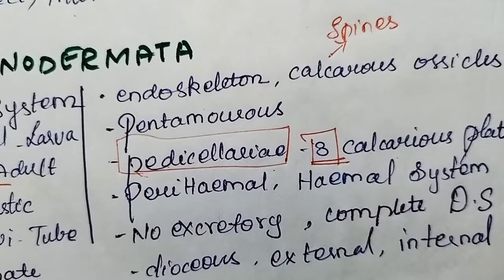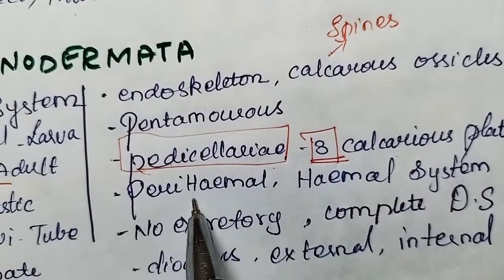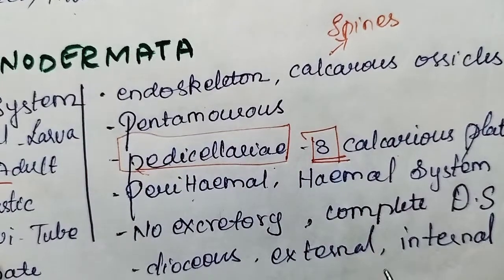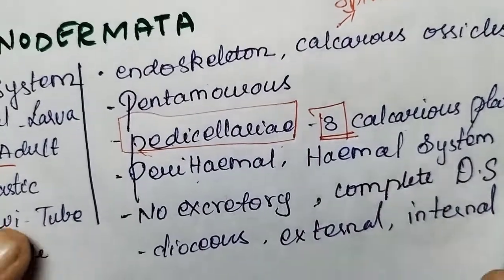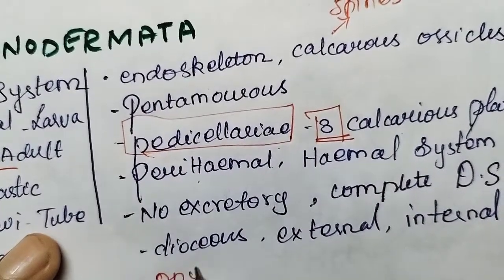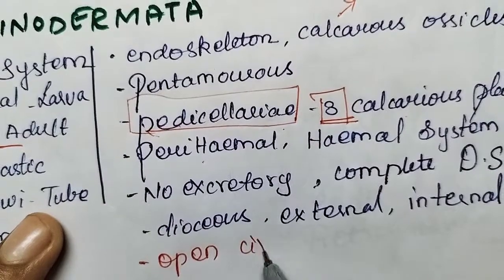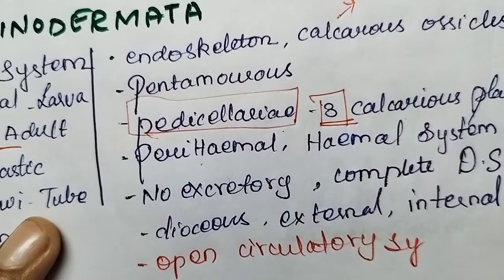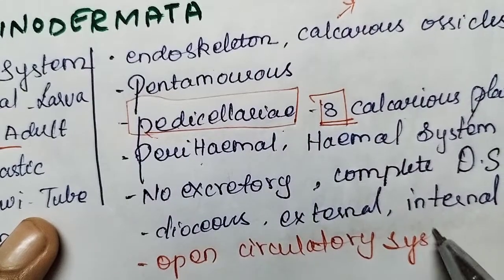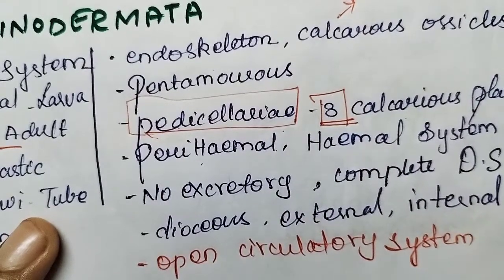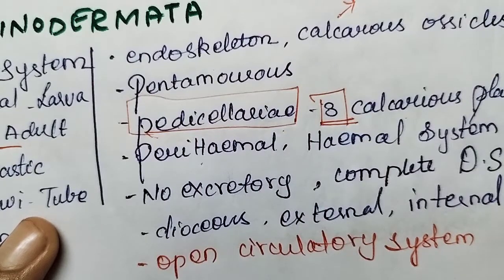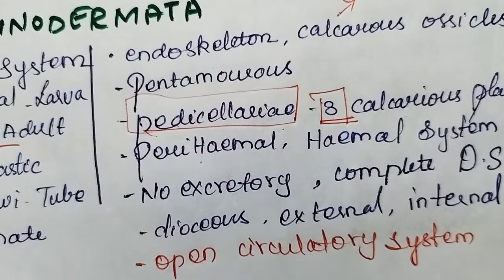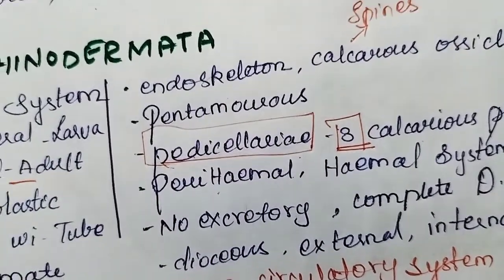Perihemal and hemal system. No heart is present. The perihemal and hemal system acts as the blood vascular system, and the circulatory system is open. Likewise in arthropods, mollusks, echinoderms and hemichordates, all four have an open circulatory system. Only the annelids have a closed circulatory system, among those we have seen.